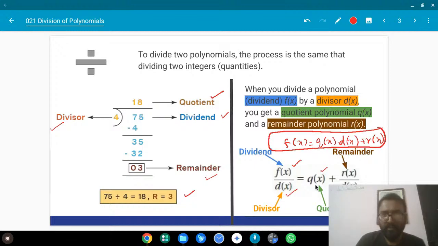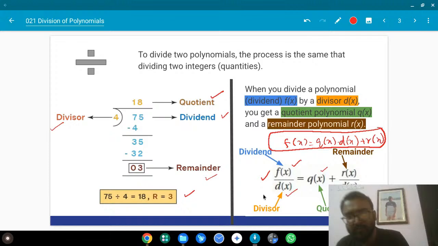Okay, so here he has written f of x by d of x equals q of x plus r of x by d of x. It can be written like that; it's the most standard form as well. There is a division algorithm in mathematics.